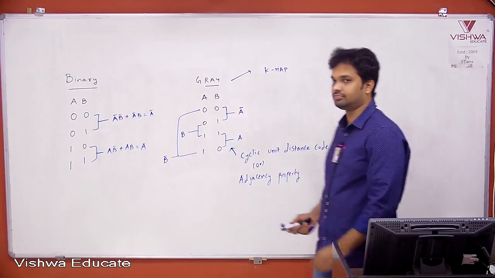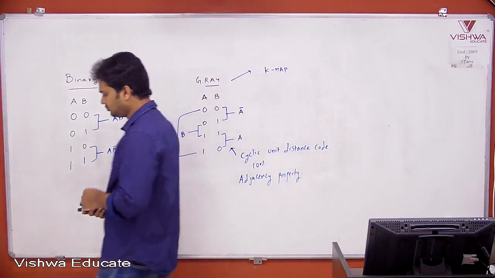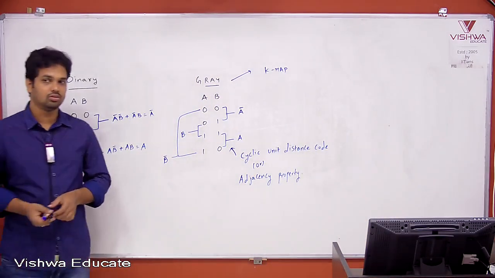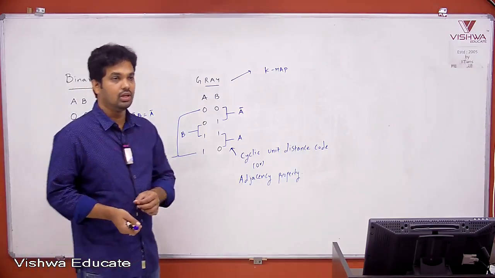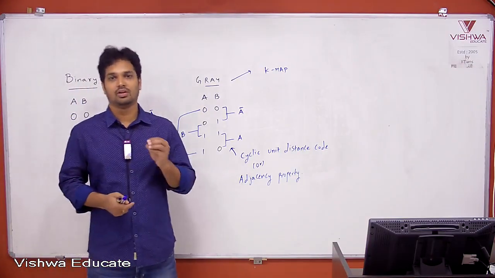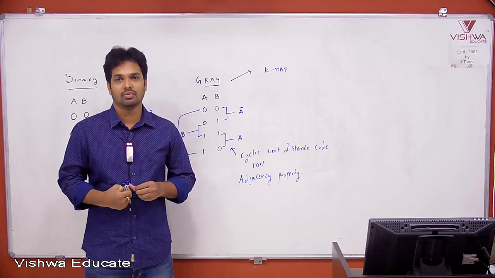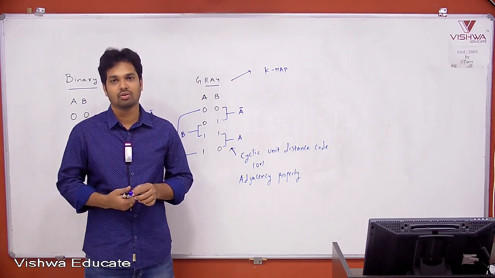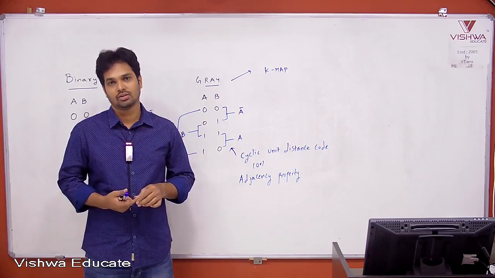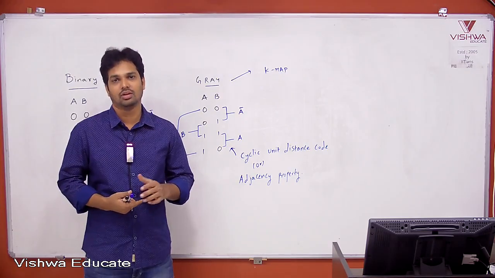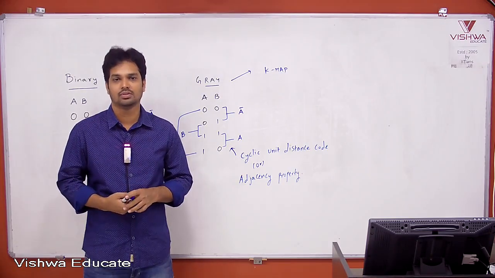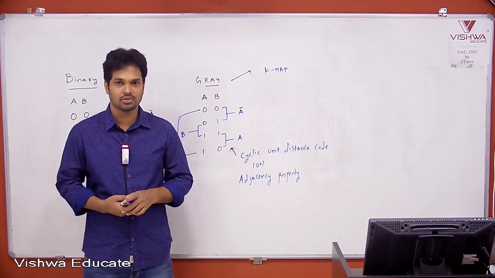Write down: because of the adjacency property, Gray code is used in K-maps.